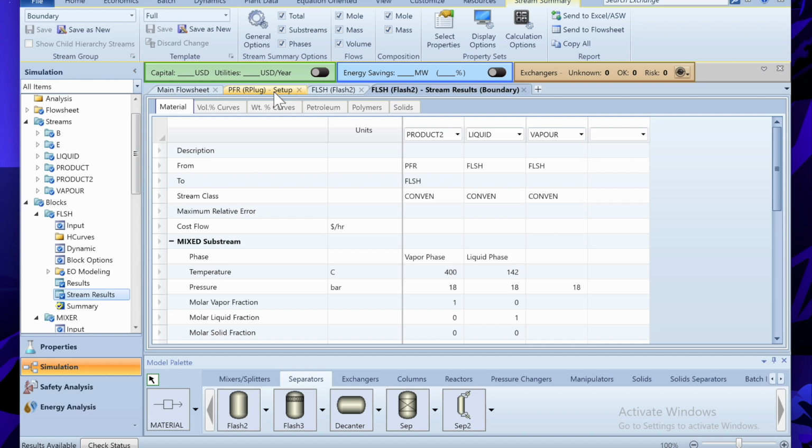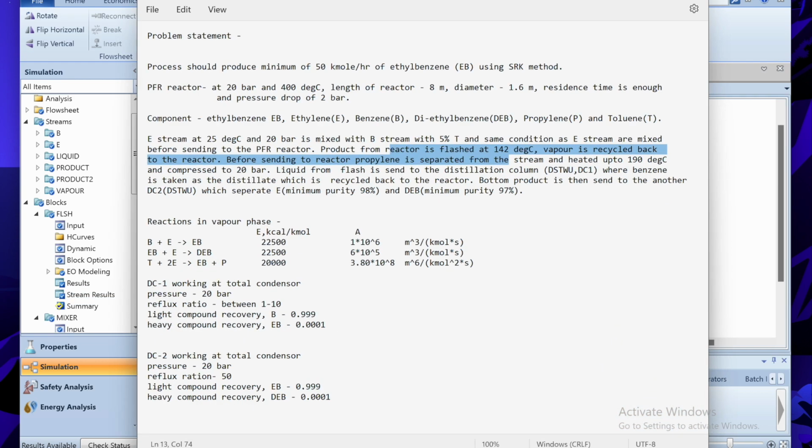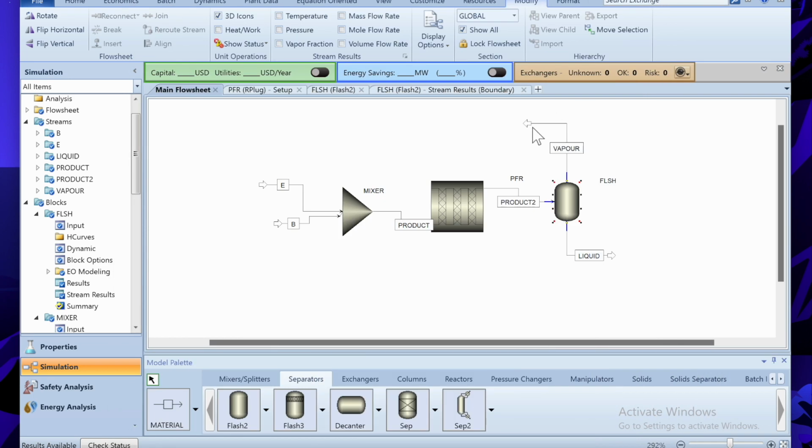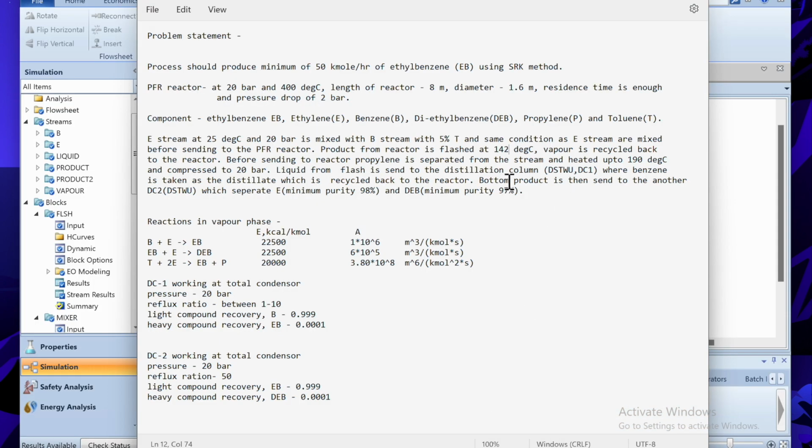That is because in the question it says the product from the reactor is flashed at 142 degrees Celsius. The vapor is recycled back, so we have to recycle the vapor, then we can see whether there is a product in the vapor phase or not. So let's do the next step first.